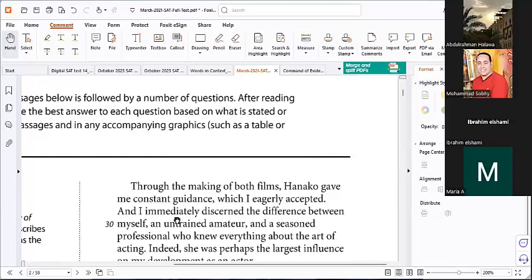Okay, through the making of both films. Okay, let's ask Maria, would you like to go to the end of this paragraph, please?